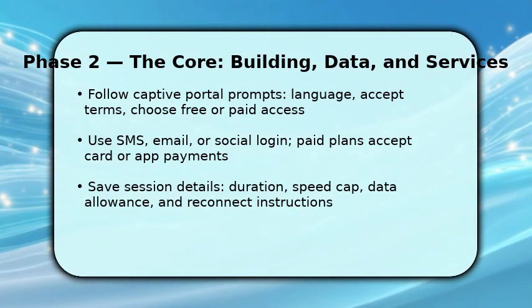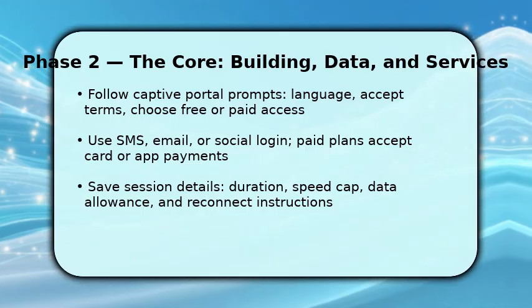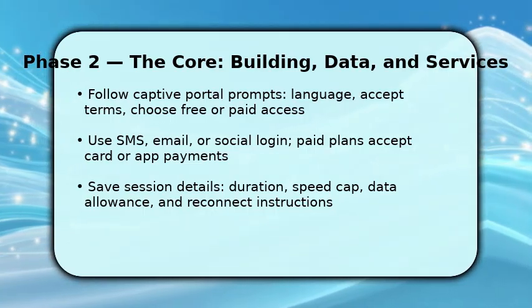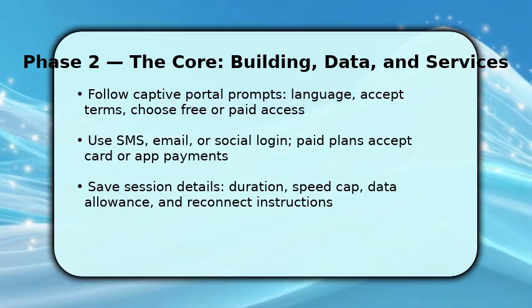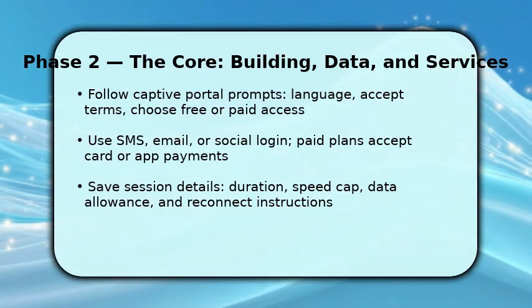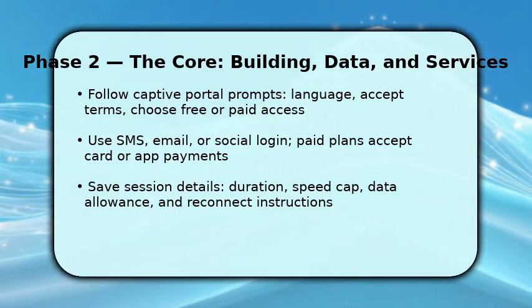Pick a language, read and accept terms, then choose free access or a paid plan if you need extra speed or time. You will authenticate using SMS, email, or social login. Paid options ask for card details or an app checkout. Make sure to note session length, speed limits, and data allowance so you plan downloads accordingly.